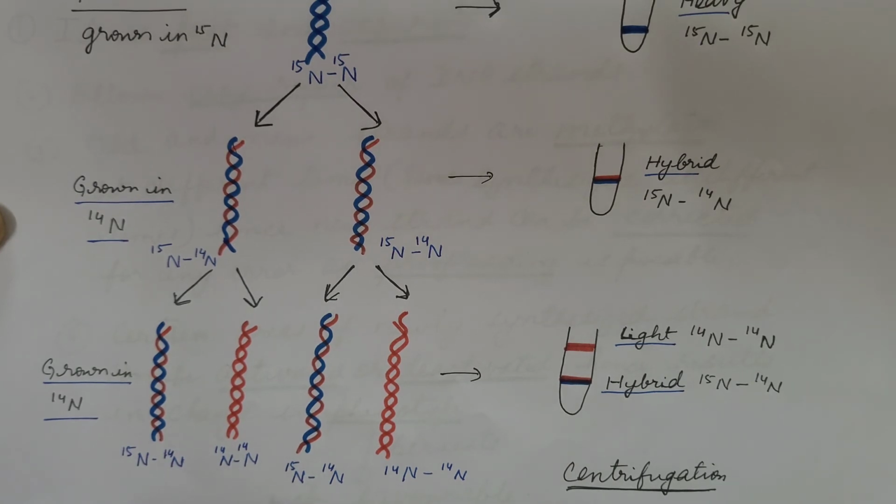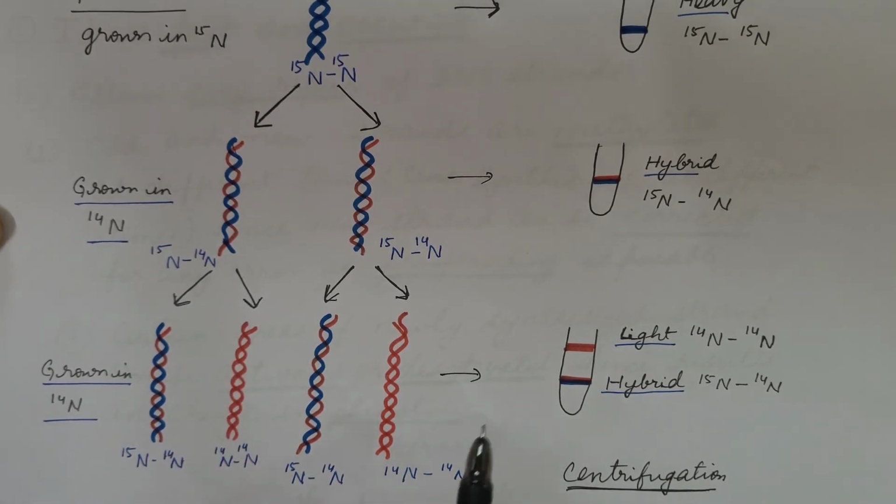If it is grown for further generations in the same 14N medium, then the fraction of the DNA containing 14N and 14N in both the strands will gradually increase, or the percentage of the DNA having the 14N and 14N strands will increase. And this proves the semi-conservative mode of DNA replication. That is, one of the strands is conserved and the other is a newly synthesized strand.